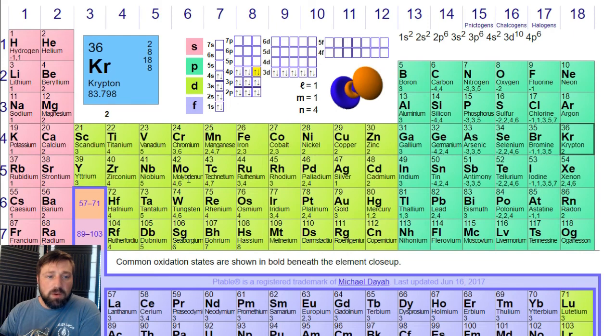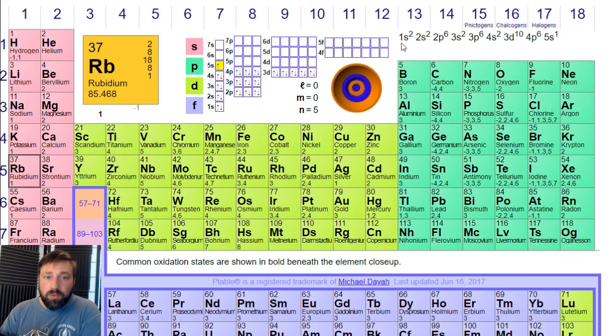So if I was going to write out rubidium, I could go through and write out 1s2, 2s2, 2p6, 3s2, 3p6, 4s2, 3d10, 4p6, 5s1. That's a lot. You don't have to do that.